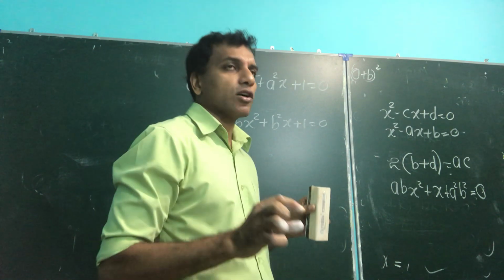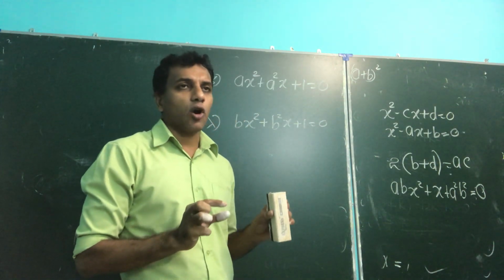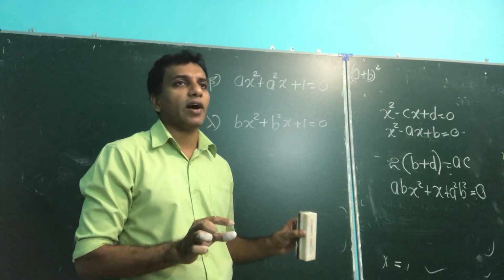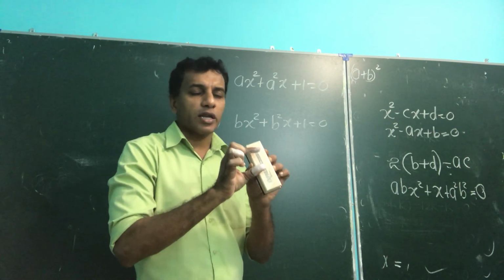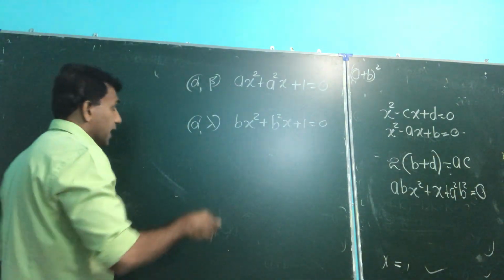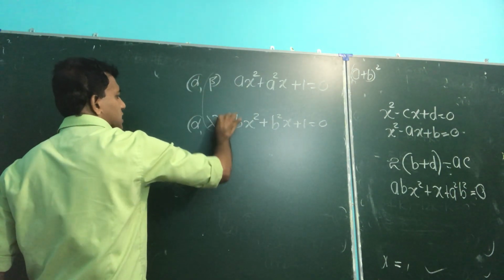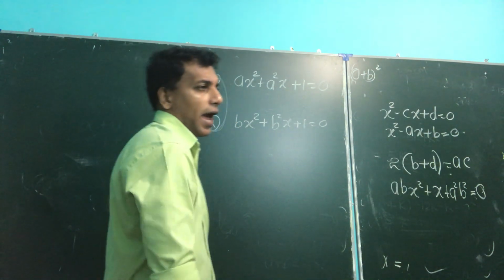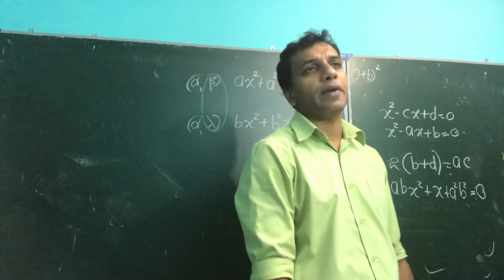What is alpha? A common root. First we complete the common root theory. What happened in terms of alpha and alpha square? You can get a relation in terms of A and B, right? And later they ask what the equation is that has the roots beta and lambda.